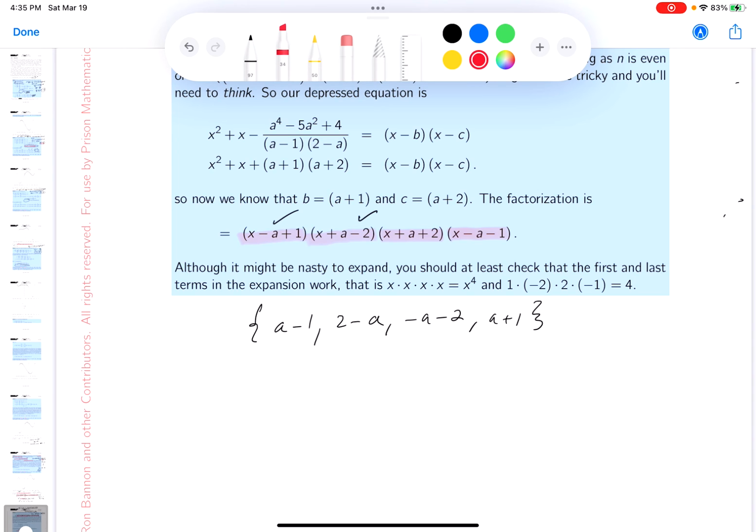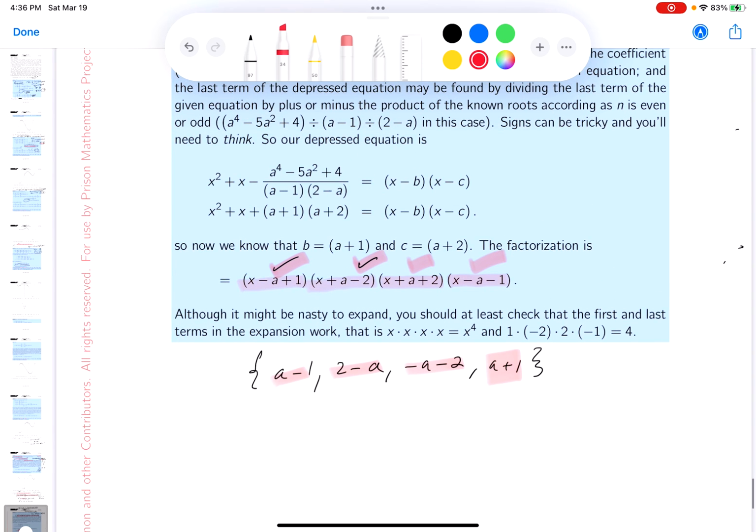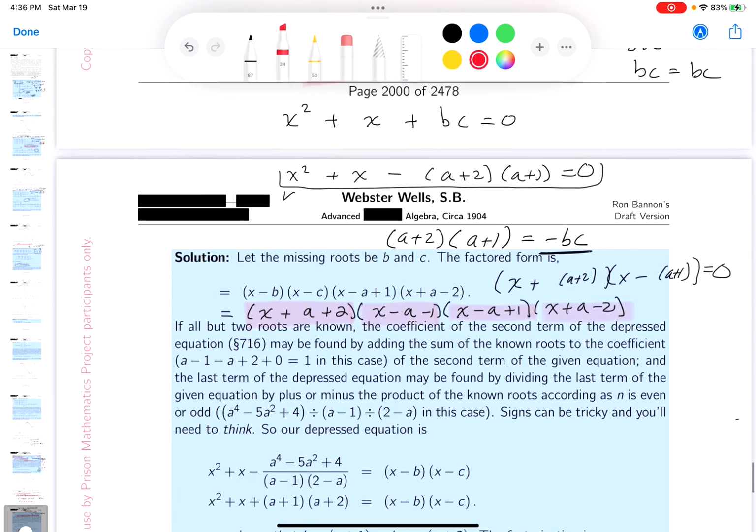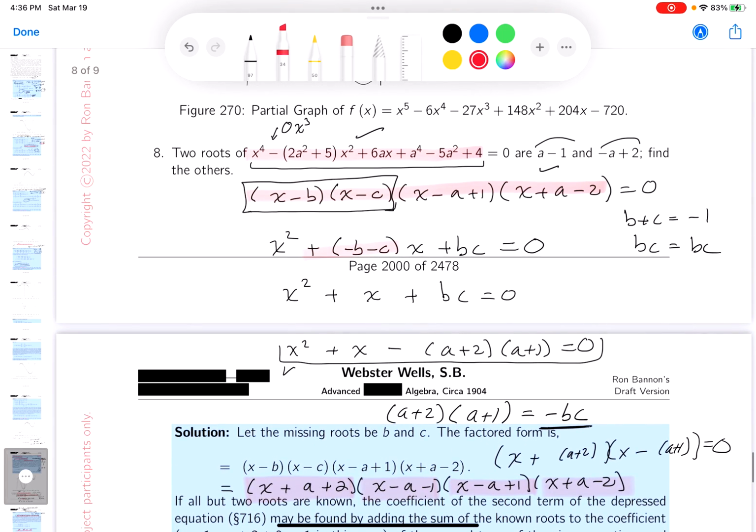Let me just check them one at a time. a plus 1, that would make that 0. Minus a minus 2 would make that 0. 2 minus a would make that 0. And a minus 1 would make that 0. All right, that's about it. That's a tough question. I realize that there's a variety of ways of doing it. Certainly my work might look a little different than how I talk through it. But the bottom line is it can be tricky. I'm not suggesting otherwise. And it's not the only way to do it. It's not the best way of doing it. It's one way of doing it, all right?